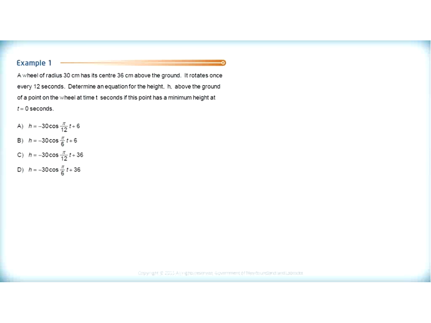In the first example, we have a wheel of radius 30 centimeters that has a center 36 centimeters above the ground. It rotates once every 12 seconds. Determine an equation for the height h above the ground of a point on the wheel at time t seconds, if this point has a minimum height at t equals 0 seconds.